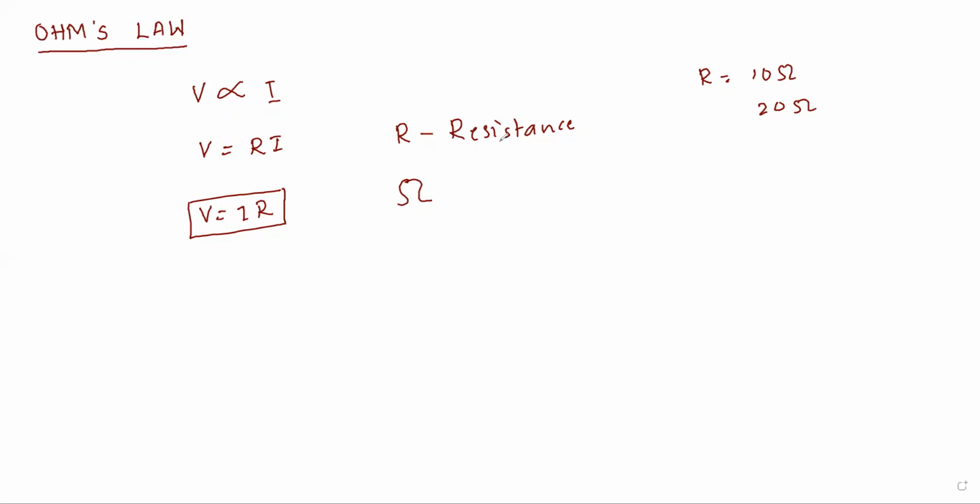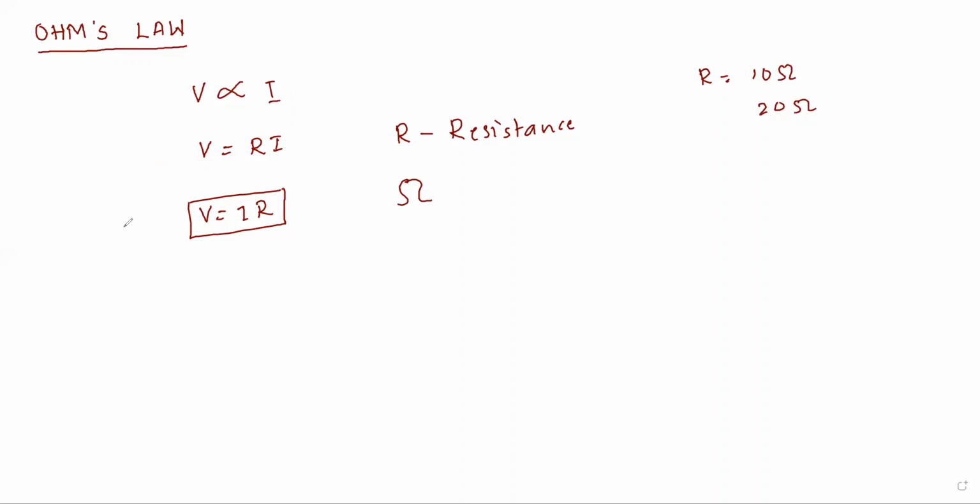So how do you define one ohm of resistance? Resistance is said to be 1 ohm if 1 volt of potential difference applied produces a current of 1 ampere in it. So this is the definition of 1 ohm of resistance. So this is all about Ohm's law.